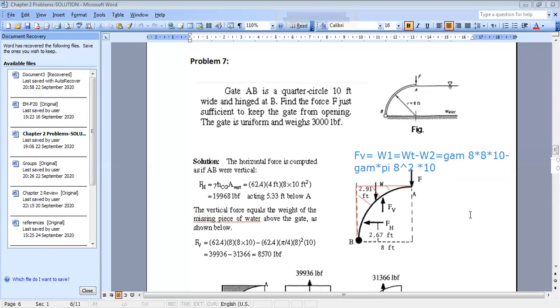So I told you that you can directly use this result. When you see that you have a missing part of a fluid, then the action of the fluid on the surface will be equivalent to the weight of the missing part. What I did is just the demonstration of this. Any question on how we find FV?